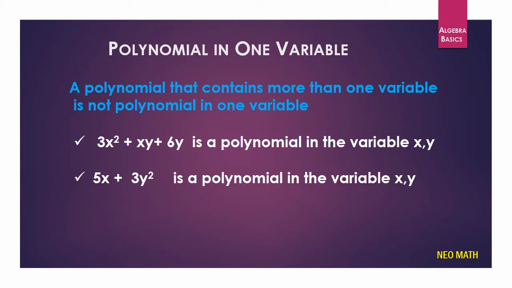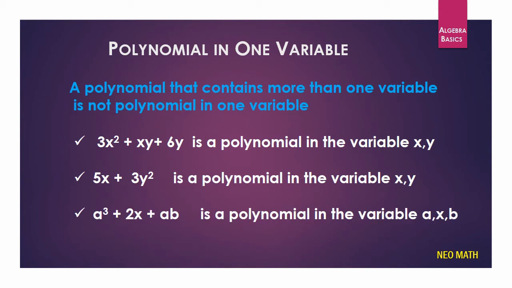Next, 5x + 3y². Here in the first term we have the variable x, and in the second term we have the variable y. So this is not a polynomial in one variable, but it is a polynomial in 2 variables x, y. The third example is a³ + 2x + ab. In the first term we have the variable a, in the second term the variable x, and in the third term a and b. So this is not a polynomial in one variable. This is a polynomial in 3 variables a, x and b.